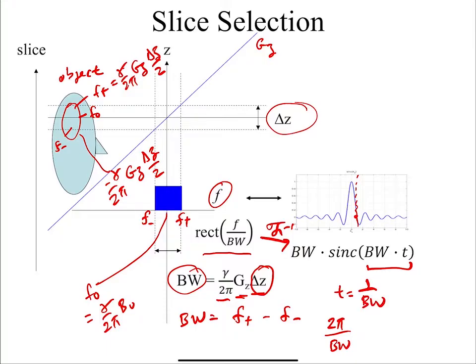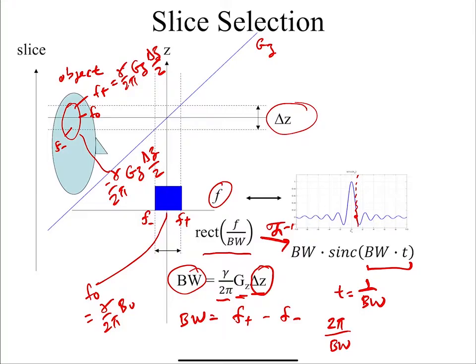Remember, the sinc function has its zeros at integer values of its argument, right? So sinc of 1 is 0. So when bandwidth times t equals 1, that's my first zero. So that means t is just 1 over the bandwidth. All right? There are different definitions of sinc functions where you have to carry around the 2 pi, but we like to be lazy, so we just keep the simplest definition, okay? Which is sine pi x over pi x.